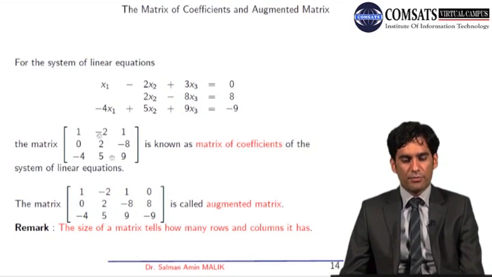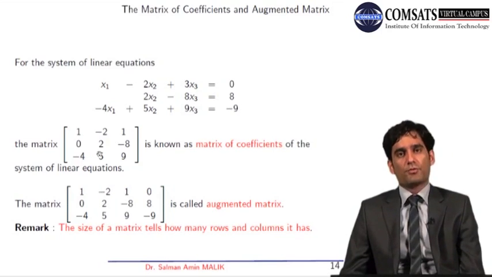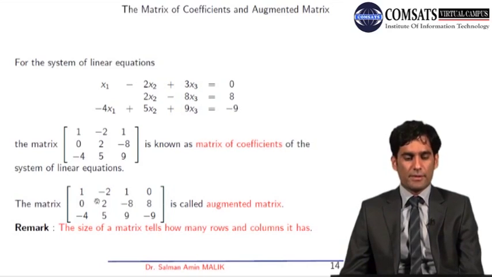You can see that the difference between these two matrices is only that in this matrix we have added one column which corresponds to the right hand side of the system of linear equations, which is 0, 8 and -9. This is known as the augmented matrix of the system of linear equations. So these are two very important matrices corresponding to the system of linear equations, and we are going to work with such types of matrices.